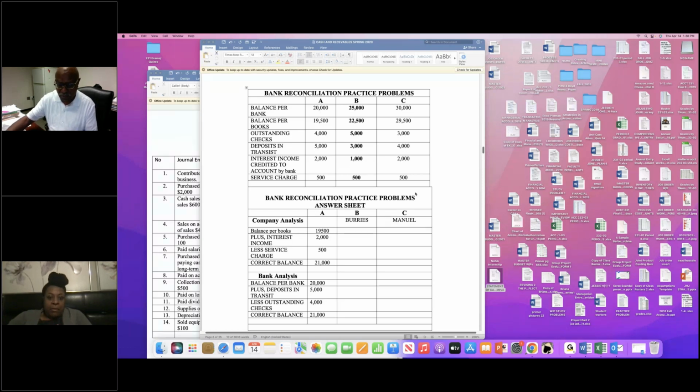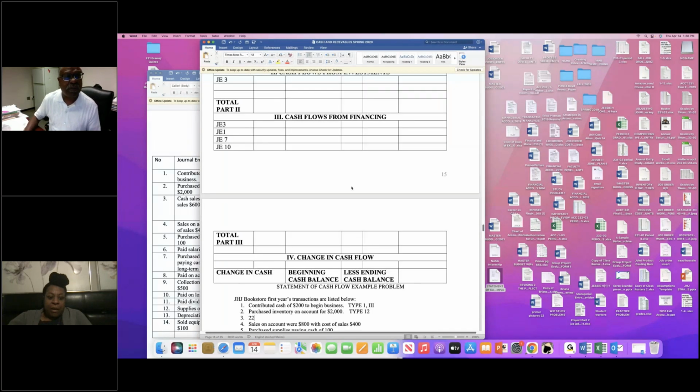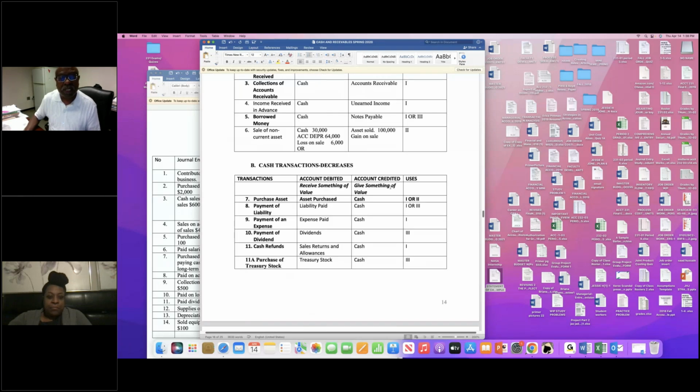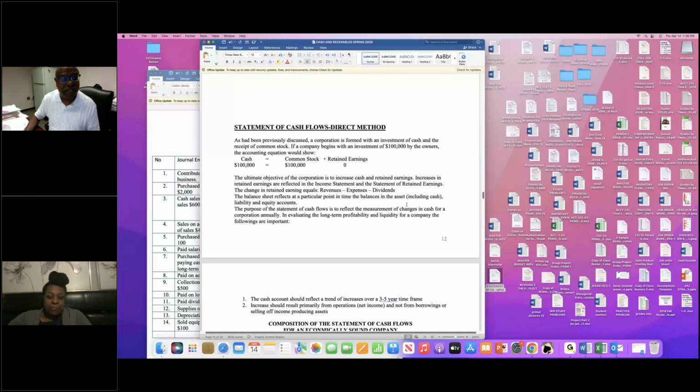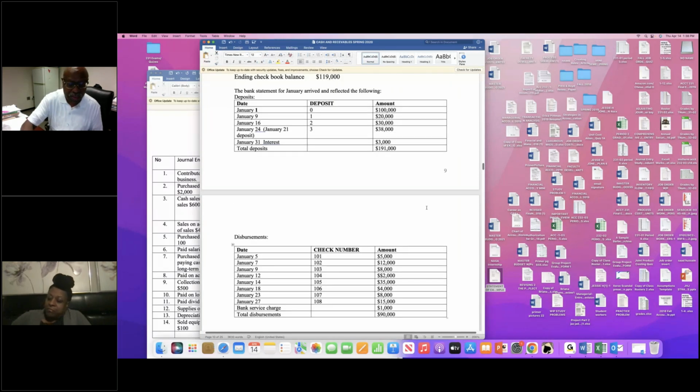Okay, so the balance per the books for my personal books is 22,500. So your balance per the books is 22,500. We get it back up here where it's supposed to be. Your balance per the books is 22,500. Okay.